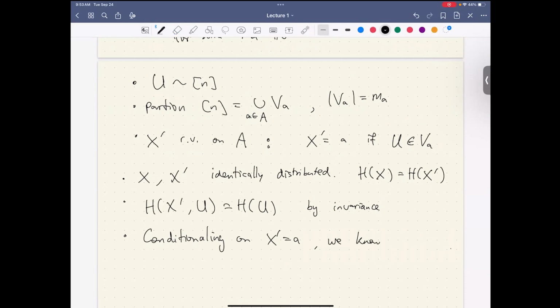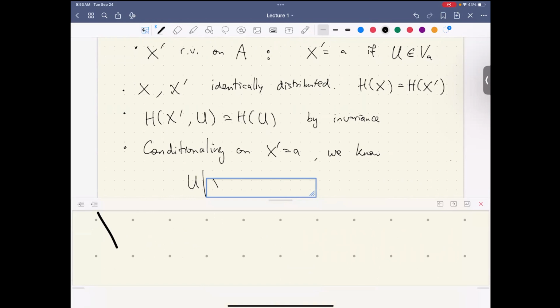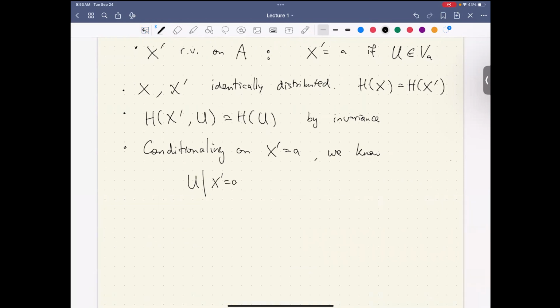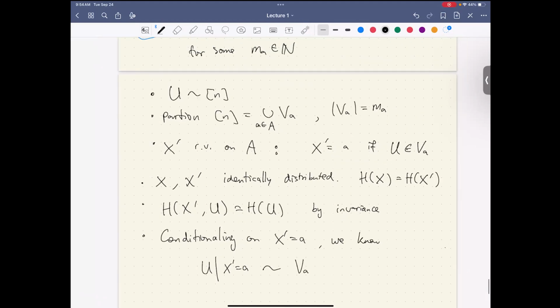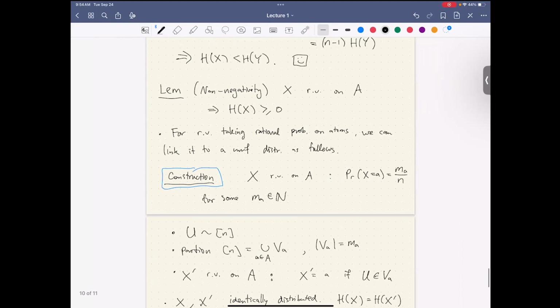Let me write it like this. The random variable U conditioned on X prime equal to A, this itself is a random variable, is uniformly distributed over VA. Do I need to say more? Okay. Now, seeing this connection, which is a simple connection, we can prove the non-negativity.